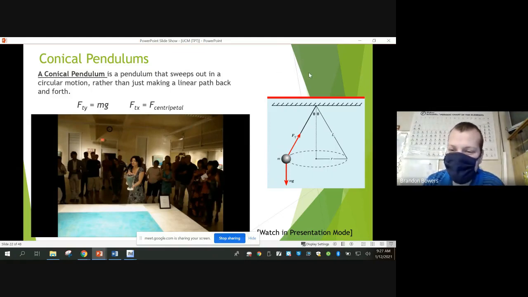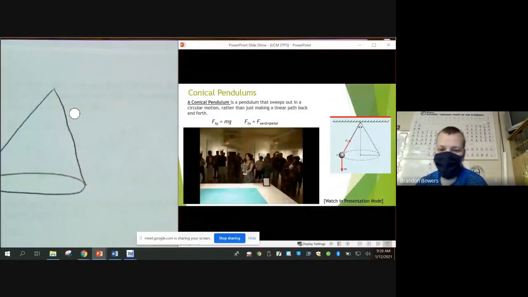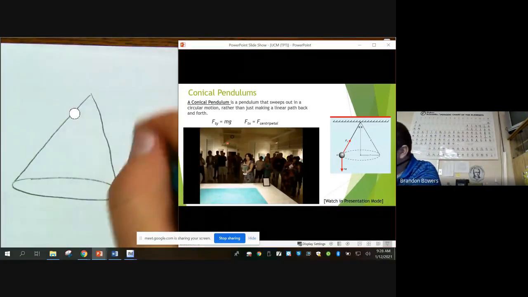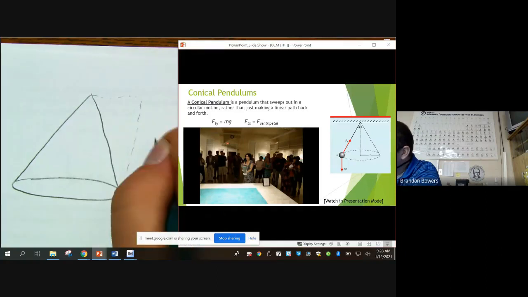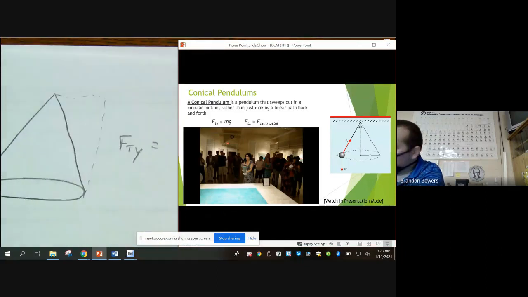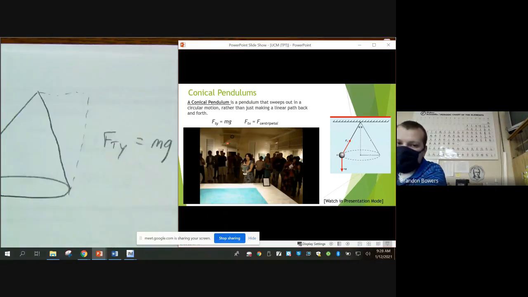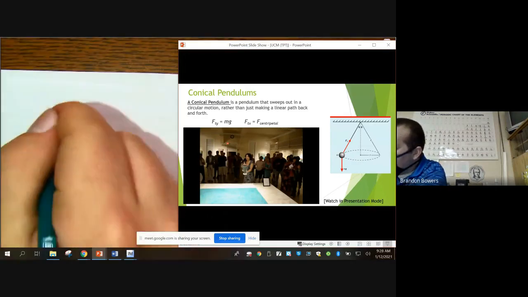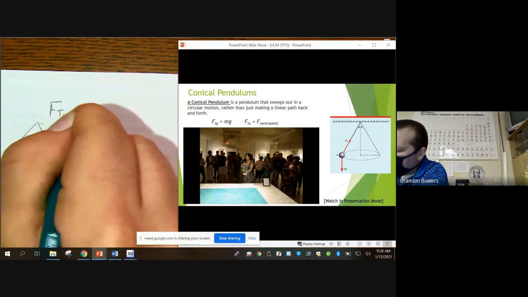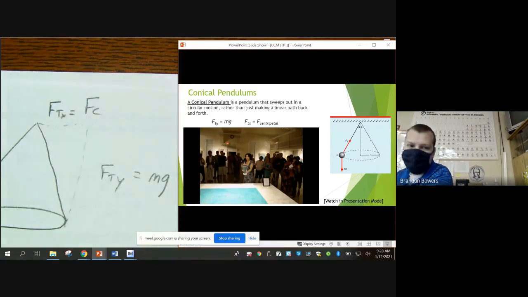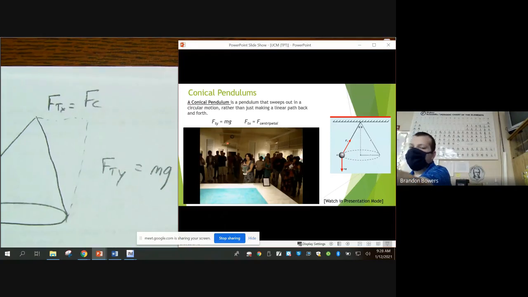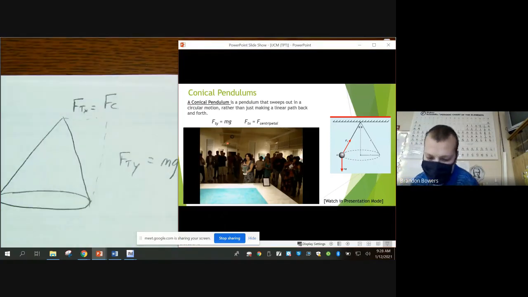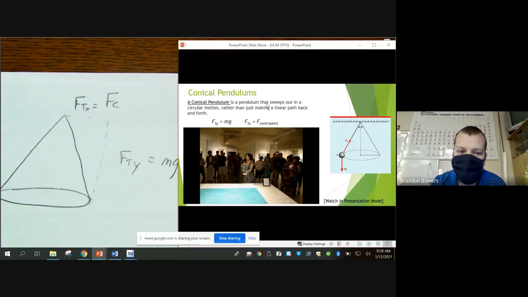Okay, but anyway, so force of tension in the y, so going up and down, right? So if I go over and down, force of tension in the y is equal to the mass times gravity, right? However, force of tension in the x is the centripetal force, right? Because force of tension in the x is pointing towards the center, and that's what these equations are telling us. Does that kind of make sense?